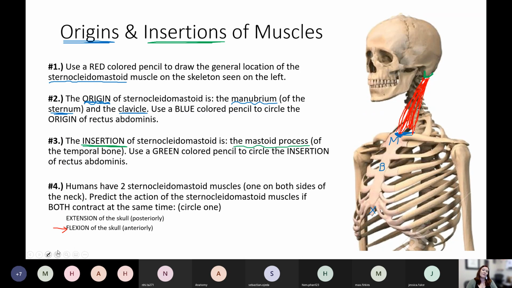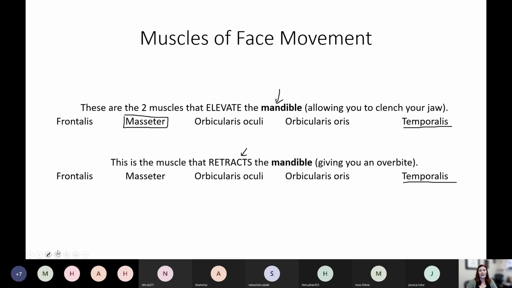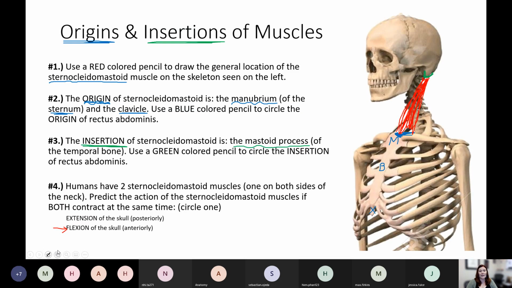So in addition to those functions that we matched up on here, make sure we're also learning our functions of the sternocleidomastoid, whether we're talking about one side or two sides, what kind of actions we do.